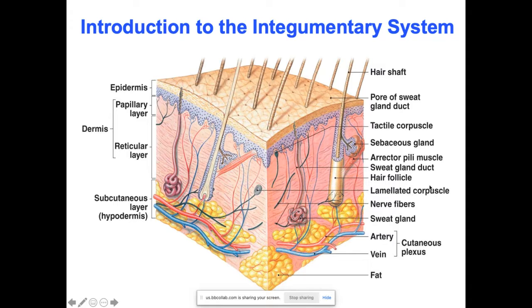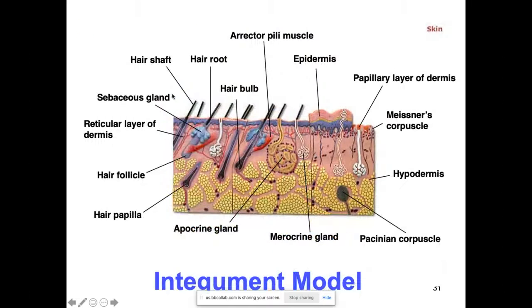You got this lamellated corpuscle or Pacinian corpuscle. That's for deep, deep pressure. This is a sudoriferous gland, right? Sudoriferous, which is your sweat gland. That's your sweat pore. Then down here at the bottom, you got your subcutaneous or your hypodermis. So you got your epidermis on top, dermis in the middle, and you got your hypodermis down here at the bottom. We'll take a look at the layers of the epidermis.